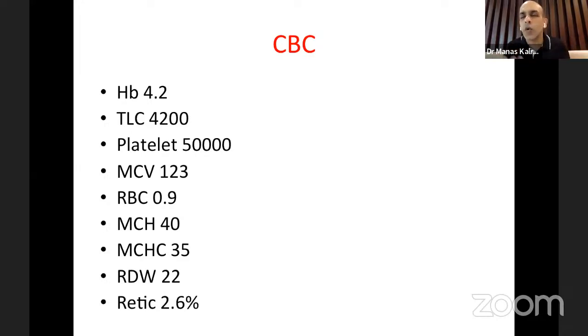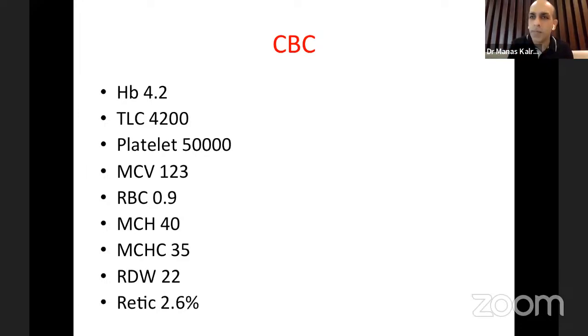Bedside calculation was 84 plus 0.6 times the age. Now, you don't need that here. It is 123 here. It is classic macrocytic anemia. Don't call it megaloblastic, because megaloblastic is a term given to the bone marrow picture, not the peripheral smear. So you have a macrocytic anemia. You have low RBC count.